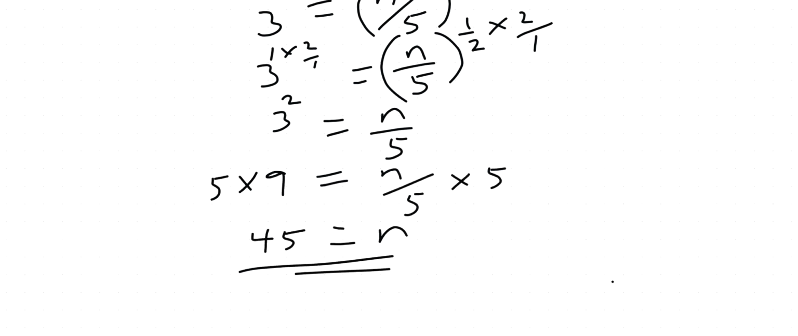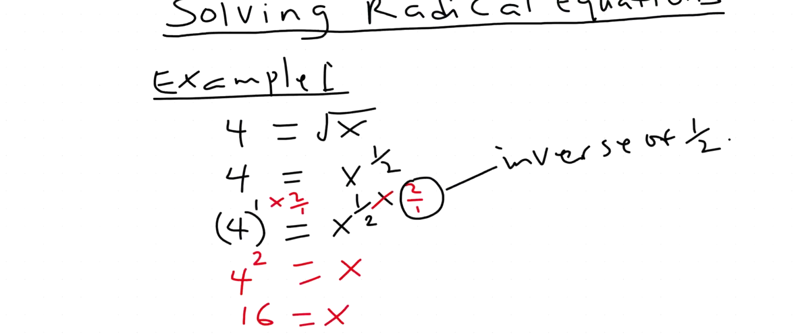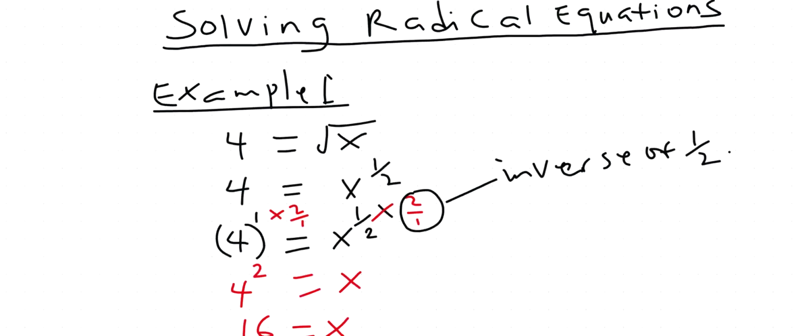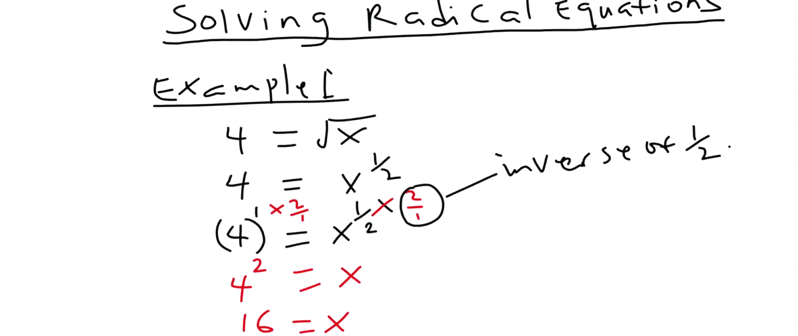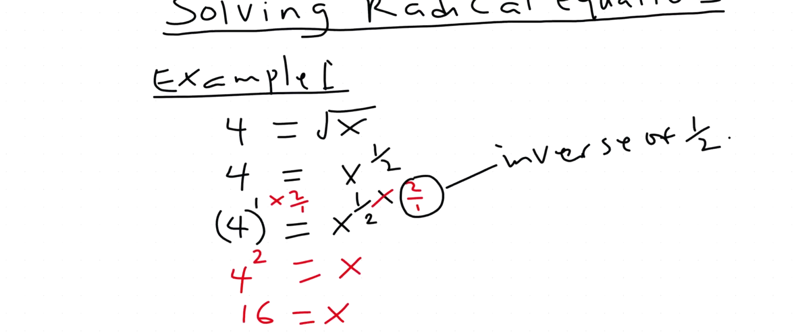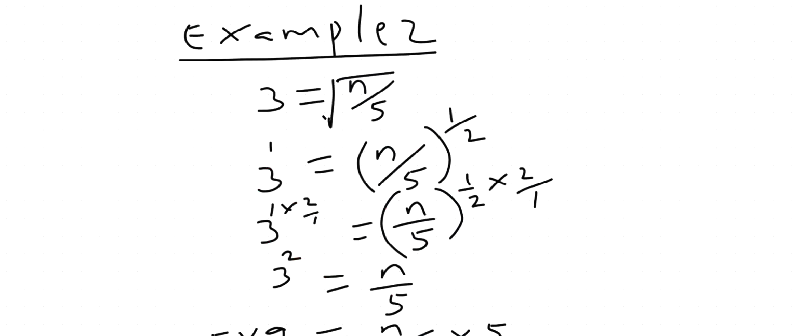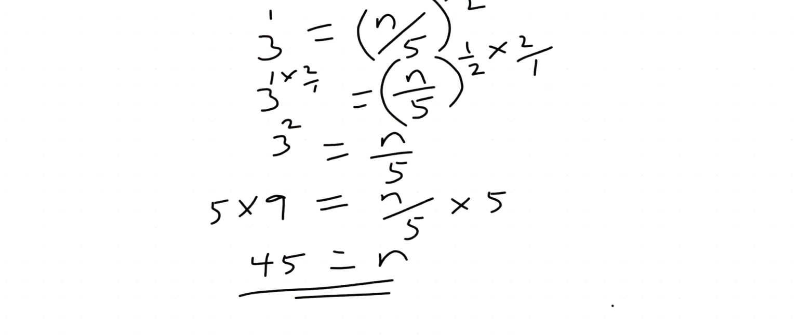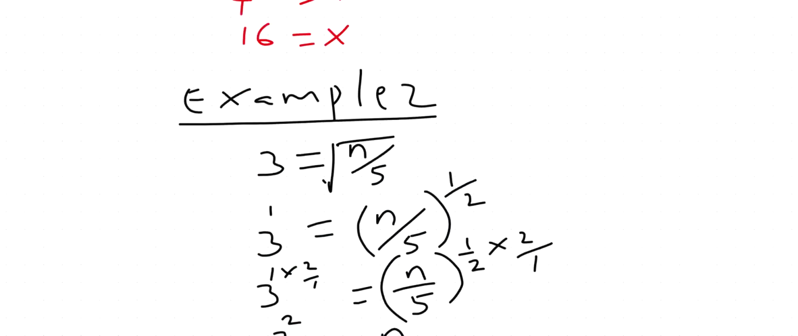Yes, let's not forget. Do you know you can check if your answer is right or not? Let's go back to the first one. We got our x to be 16. If you put 16 inside the square root, what is square root of 16? 4. If it's not equal to 4, that shows we're wrong. Again, here we got 45. Let's put 45 inside the root. 45 over 5 is 9, and square root of 9 is 3. That one will show that you are right.